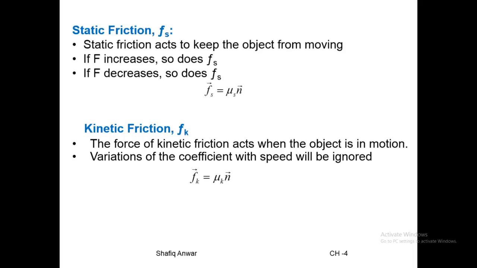Now you see, static force of friction acts to keep the object from moving. It tries to stop the object, right? So if you increase the force, static force of friction increases. If you decrease, it will decrease. So this is the rule for static force of friction: F sub s is equal to mu s N. This is the Greek letter mu sub s, which is the coefficient of static friction, and N is the normal force.